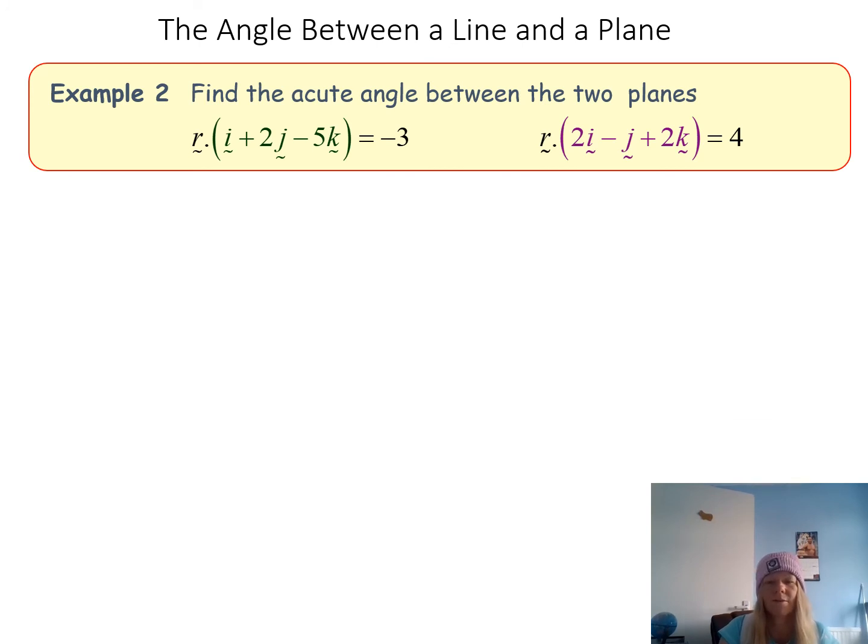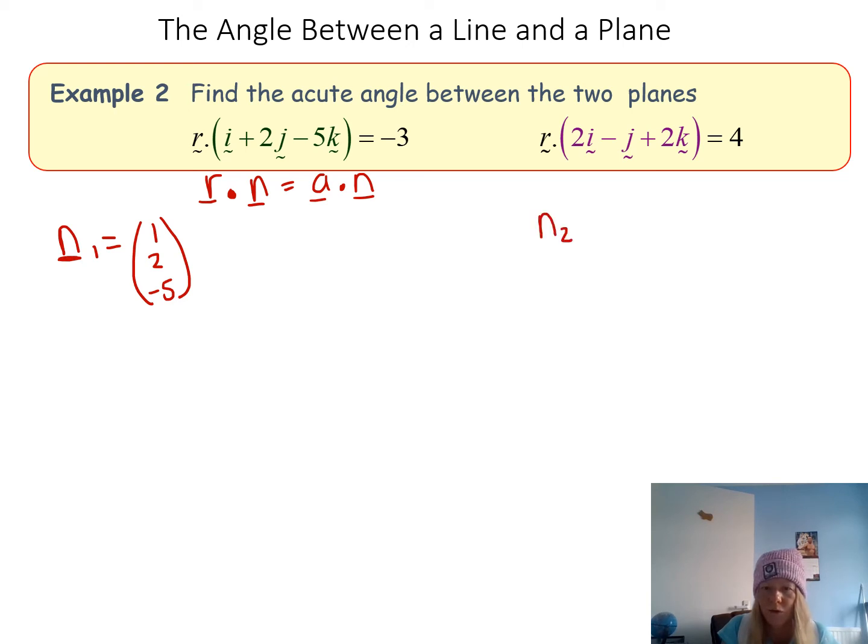Right, so let's have a go at the question. So our n1 and n2, let's write those down. Remember, this is like r dot n equals a dot n. That's the equation of a plane, one way of writing it, isn't it? So our n1, we're going to call 1, 2, minus 5. And our n2, we're going to call 2, minus 1, 2. Ignore the rest. Right, so nice and easy, following the formula.